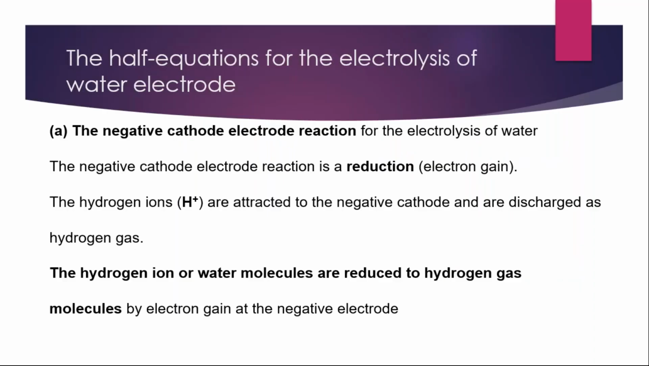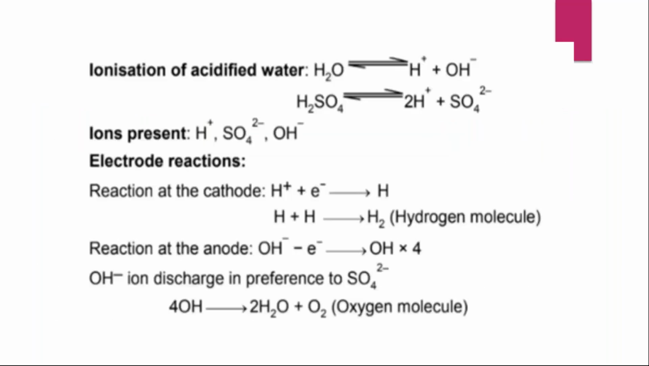All right. For emphasis, just like I told you, the negative cathode electrode reaction is reduction. That means the gain of electrons. Then the hydrogen ions are attracted to the negative cathode. Then they are converted to hydrogen gas, just like what I've explained to you. Let me show you the reaction. This is it. That's the reaction.